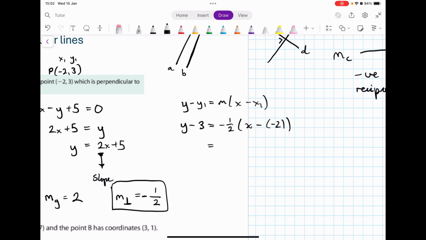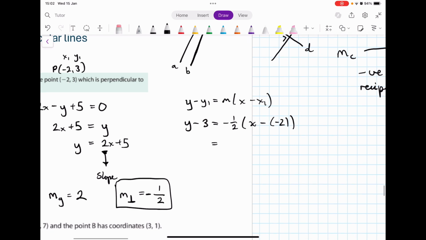And now you can simplify. You can multiply this side out, so it'll be -1/2 x. Minus minus 2 is the same as plus 2. So minus a half multiplied by plus 2 is equal to -1. And then y - 3 stays the same. And now you can move the -3 to the other side, so it becomes +3. So you'll just get +2.